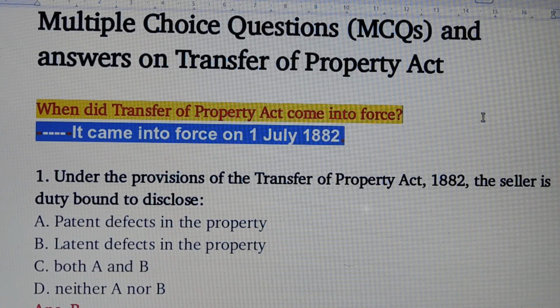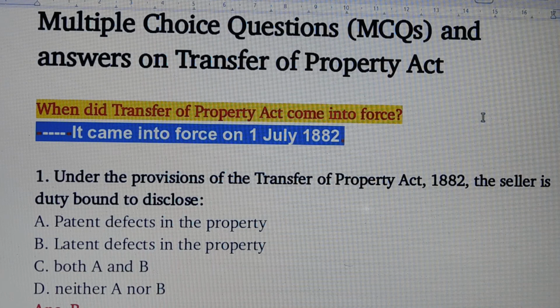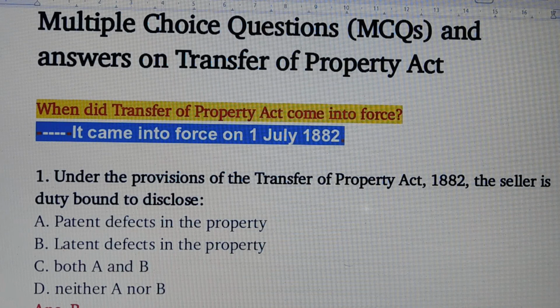Friends, we will see MCQs of Transfer of Property Act with answers. Question: when did Transfer of Property Act come into force? Answer is, it came into force on 1st July 1882.